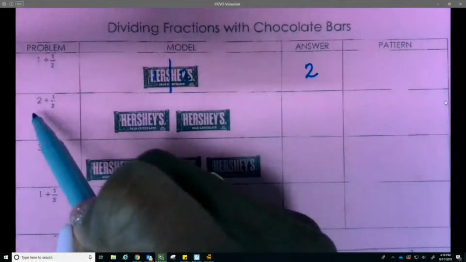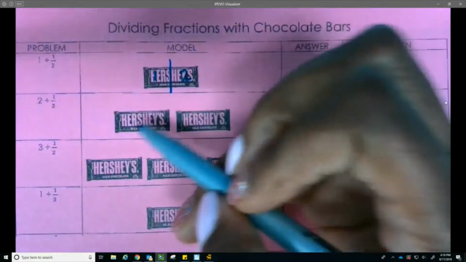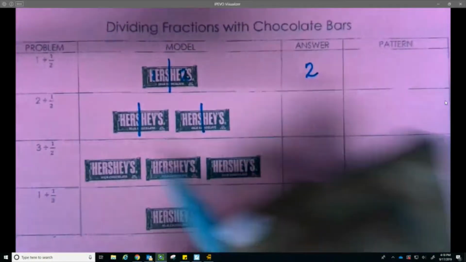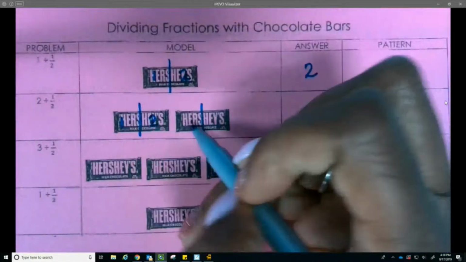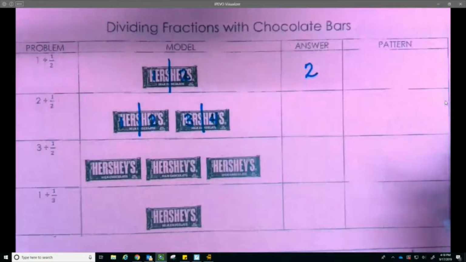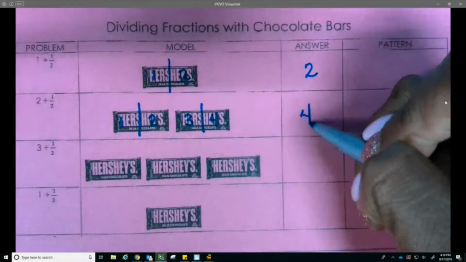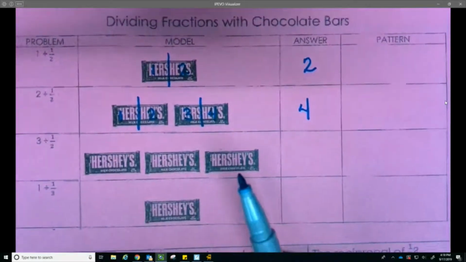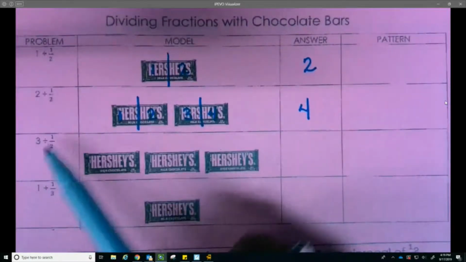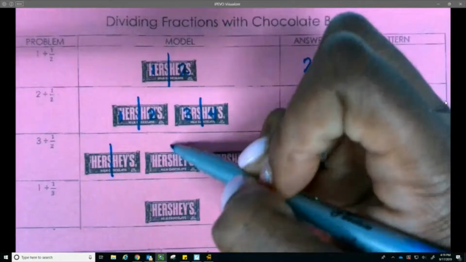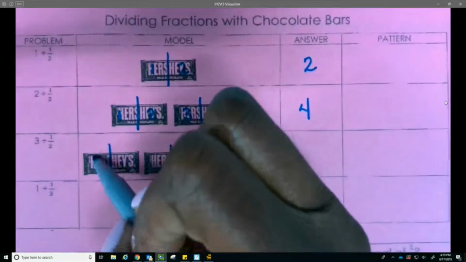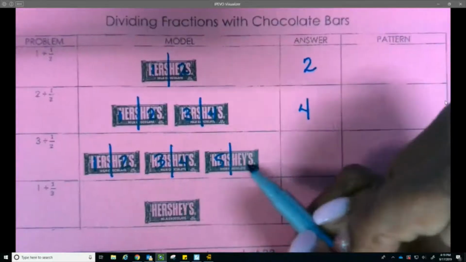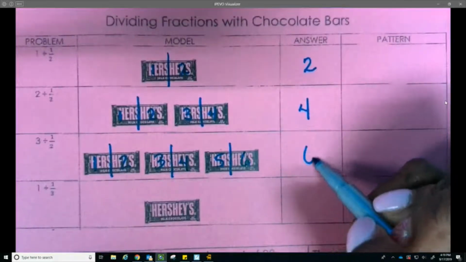The next one says 2 divided by 1/2. So I take the Hershey bars and I'm making halves. So now I have 1, 2, 3, 4 halves. So my answer would be 4. So 2 divided by 1/2 is equal to 4. 3 divided by 1/2, I think you figured it all the way. It's going to give me 6 because that's 1, 2, 3, 4, 5, 6 halves.